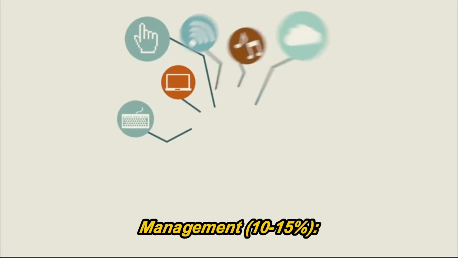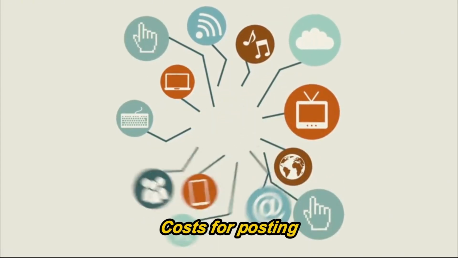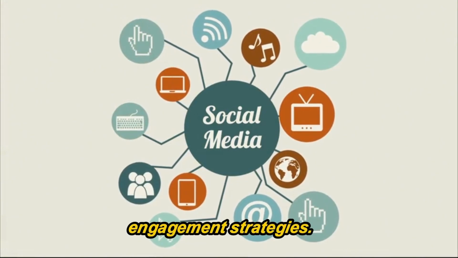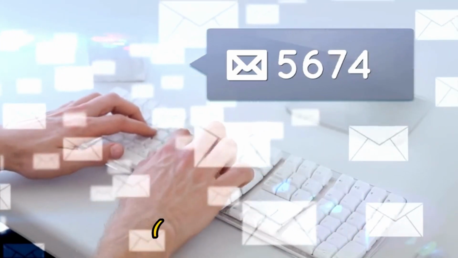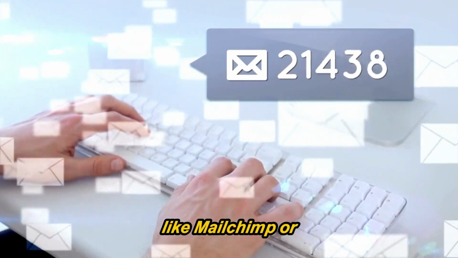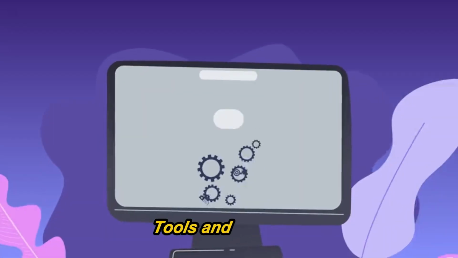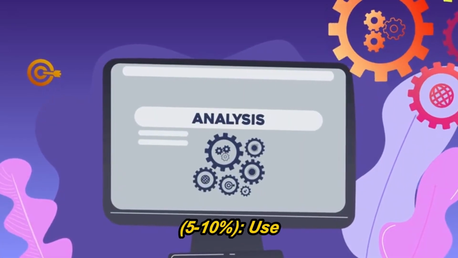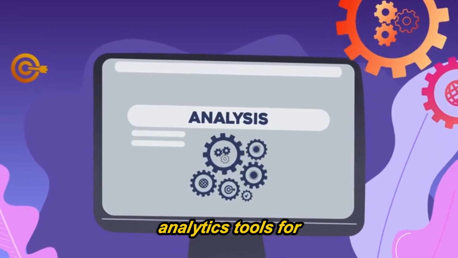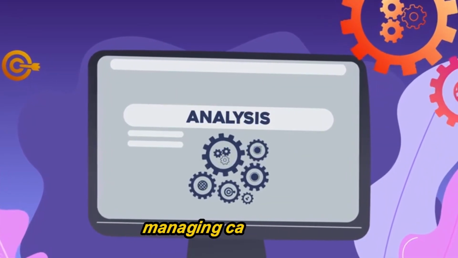3. Social media management, 10 to 15%. Costs for posting schedules, community management, and engagement strategies. 4. Email marketing, 5 to 10%. Budget for automation tools like MailChimp or ActiveCampaign. 5. Tools and software, 5 to 10%. Use platforms like SEMrush, HubSpot, or analytics tools for tracking and managing campaigns.